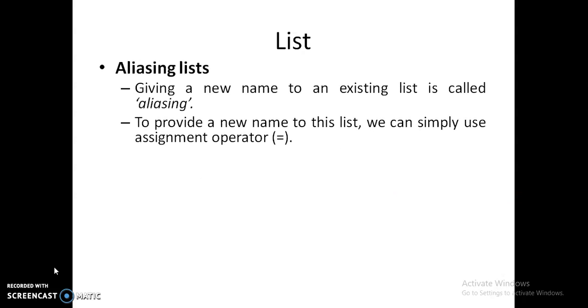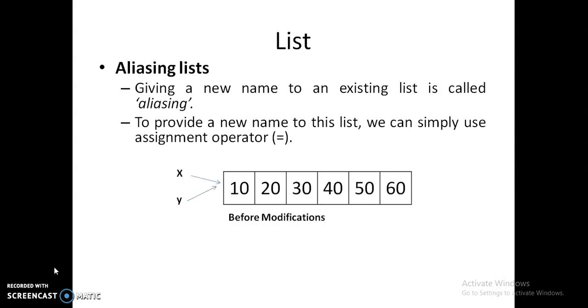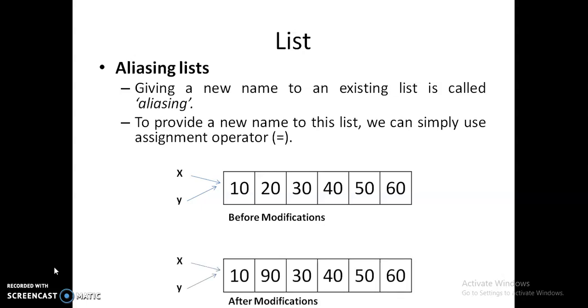Next, aliasing of the list. Aliasing is nothing but creating another name for the list. So we already have one existing list with some particular name. We can assign the list to another variable, which is created as an alias for the existing list. So whenever you modify one list, it reflects in the other list also. So there are two names for the same list. If you modify x or if you modify y, both reflect the same set of elements.